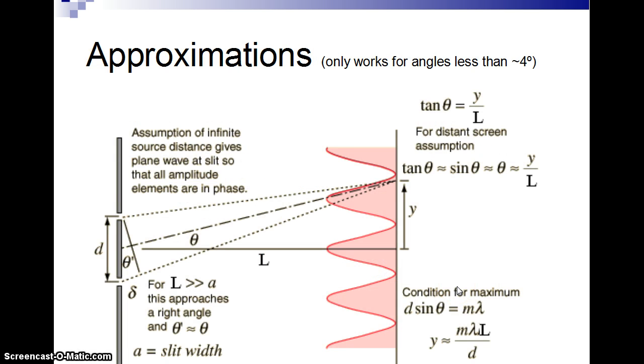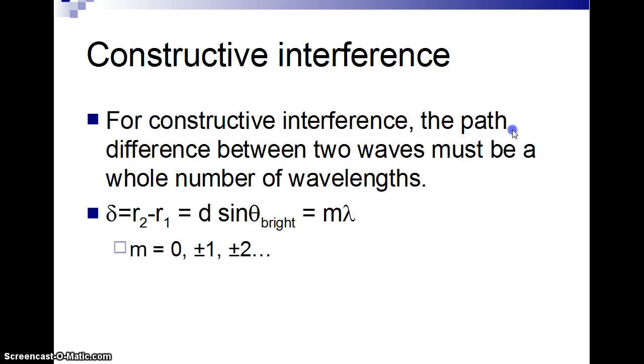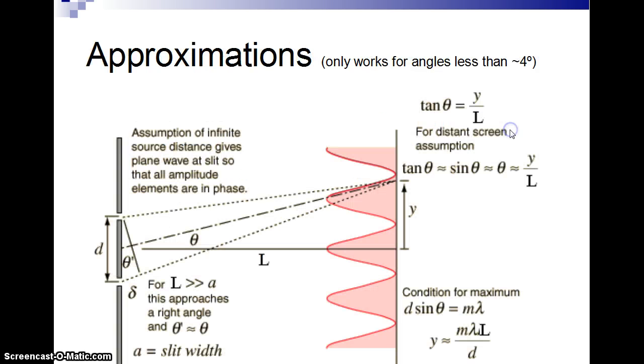Then if you look at really small angles, less than 4 degrees, really close in, when the screen is really, really far away compared to the size of these apertures, tangent of theta is just y over L. And for small angles, tangent of theta equals sine of theta, so we can say that theta equals y over L.